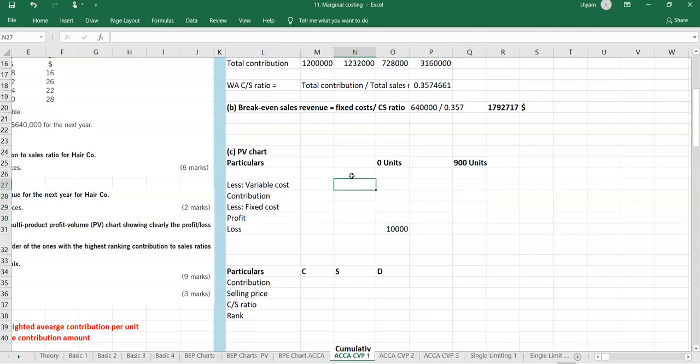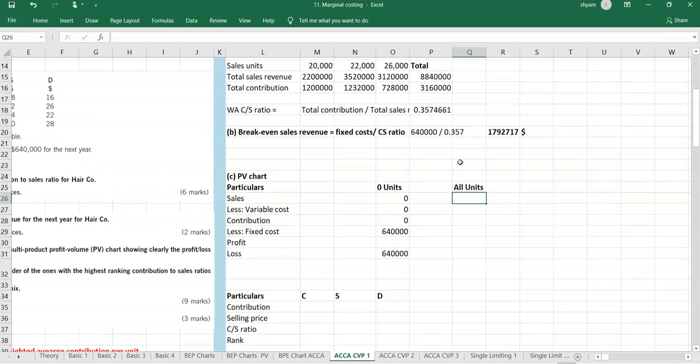Okay, so we'll start. Assume that your company sells 0 units. What would happen when you sell 0 units? We'll have 0 sales income, 0 variable cost, 0 contribution, but our fixed cost will be there. What is our fixed cost? Our fixed cost is 6,40,000. So that will always be there, so the loss will be 6,40,000.